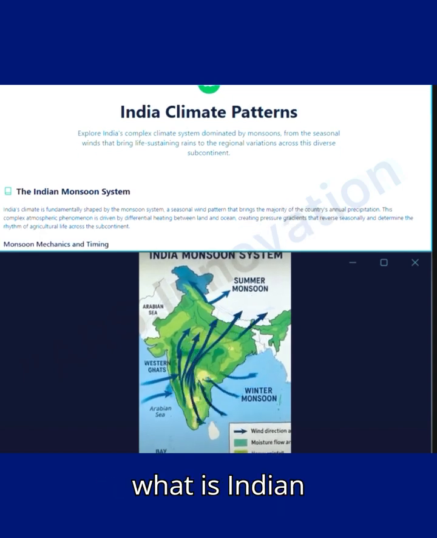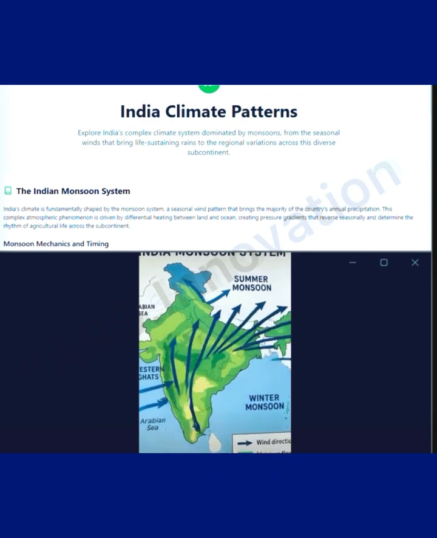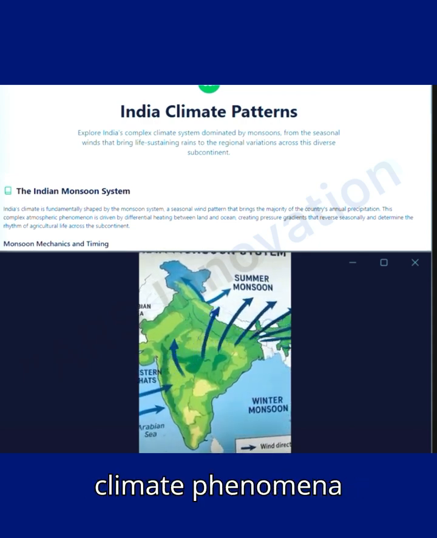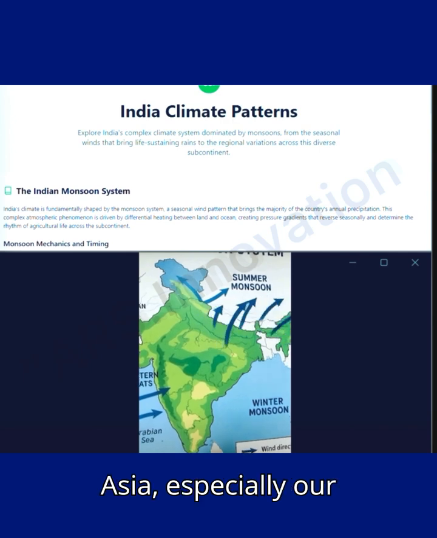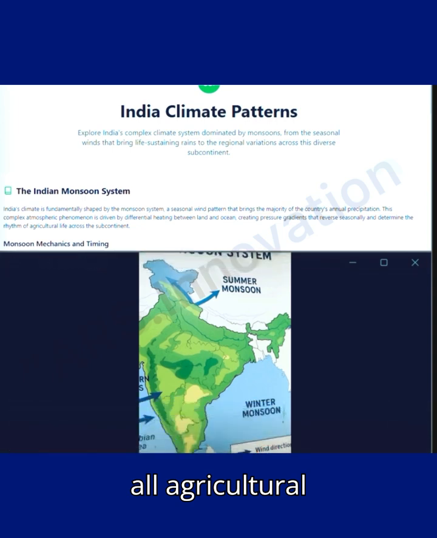In the Indian climate pattern topic, we are going to see what the Indian monsoon system is. So let's go through it. It is one of the most important and complex climate phenomena affecting South Asia, especially our India.